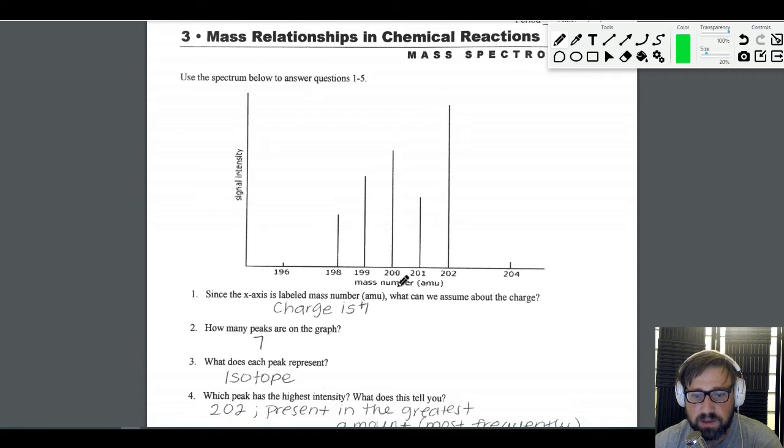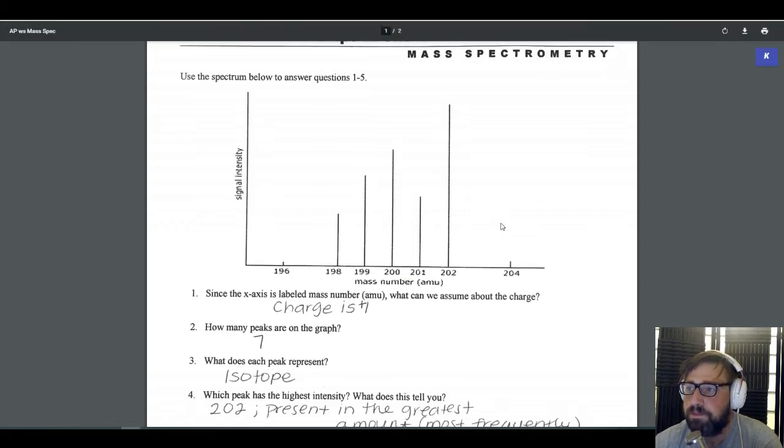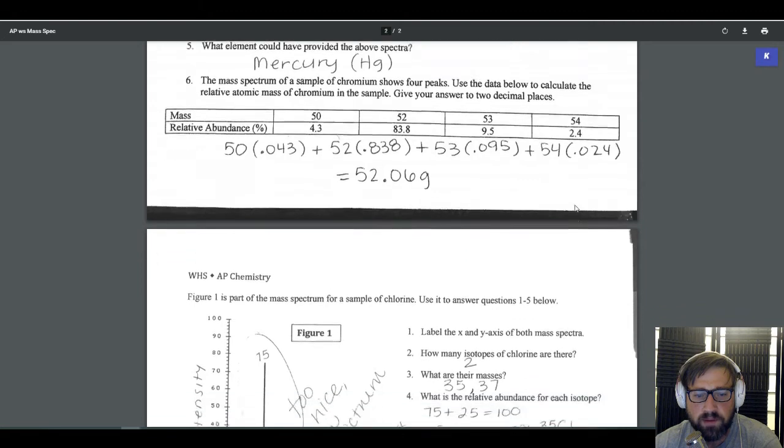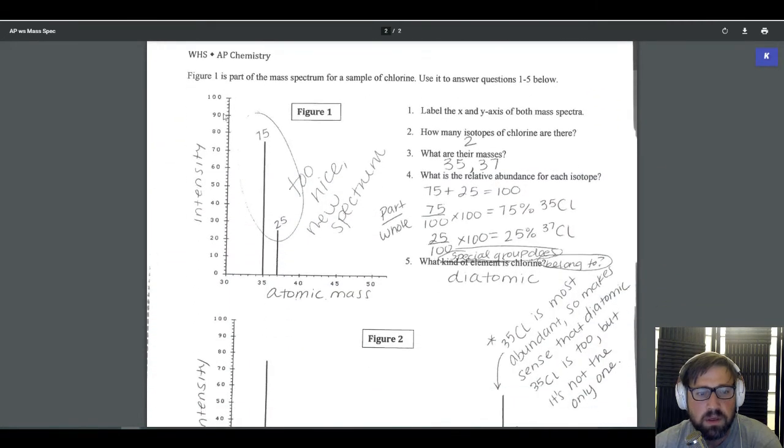Look at the peaks. Where would you put your finger to balance this? I said somewhere around here. And then go. We already talked about how to do weighted averages. Okay.